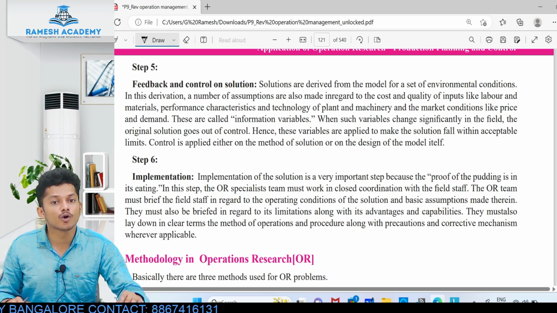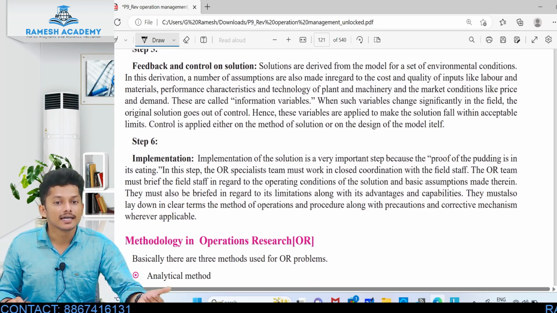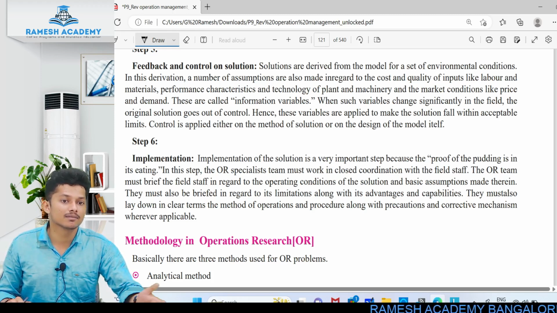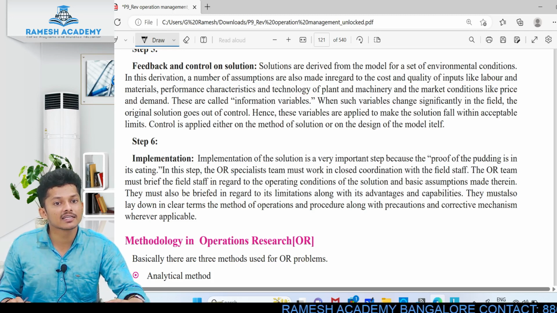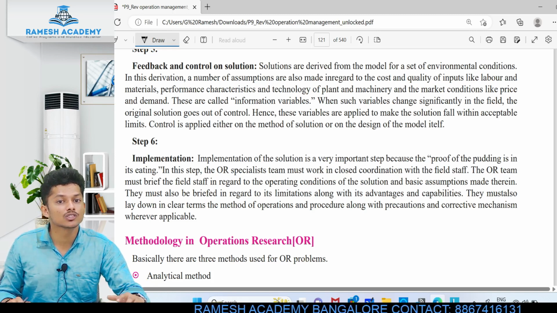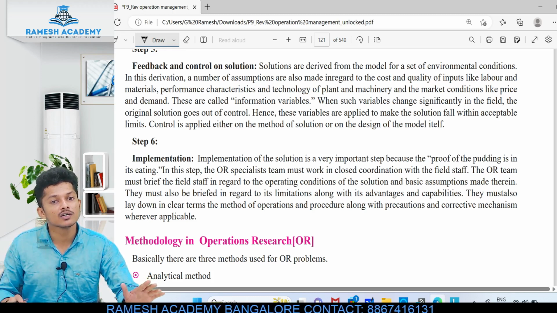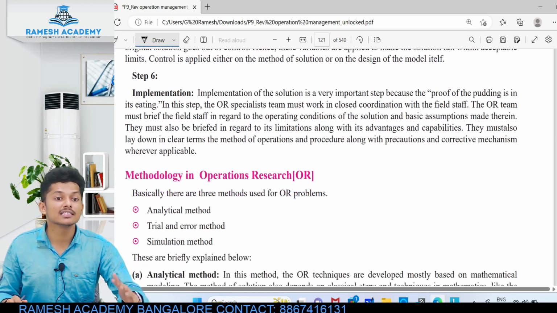Solutions are derived from the model for a set of environmental conditions. In this derivation, a number of assumptions are also made in regard to the cost and quality of inputs, like labor and materials, performance characteristics and technology of plants and machinery, and market conditions like price and demand. These are called information variables, and when such variables change significantly in the field, the original solution goes out of control. Hence, these variables are applied to make the solution fall within acceptable limits. Control is applied either on the method of solution or on the design of the model itself. Understood feedback? Next, finally, is implementation.